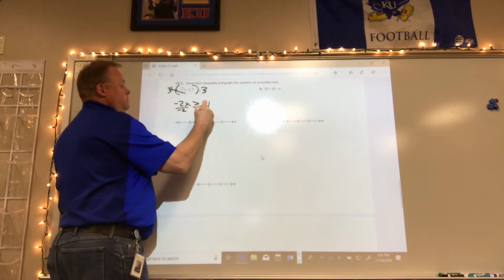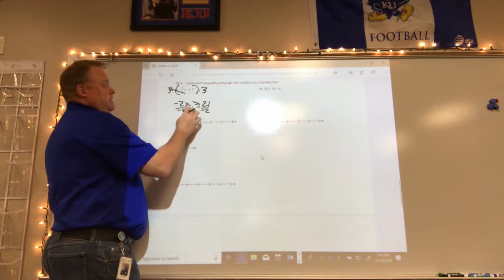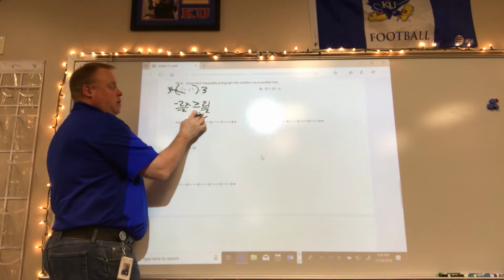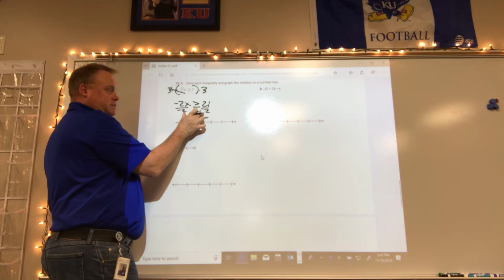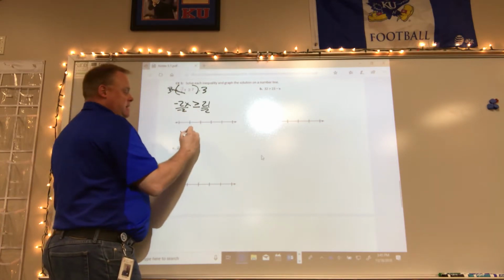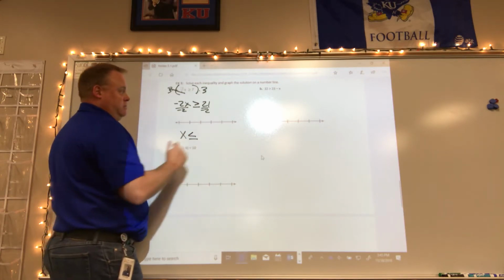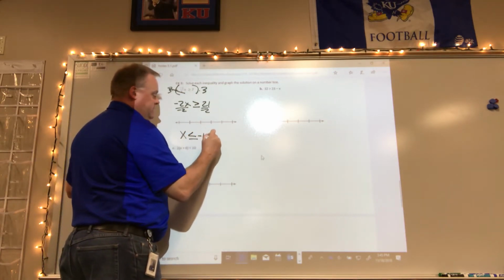Divide by negative 2, divide by negative 2. Since I divided across the inequality, what I do to one side, I must do to the other. Since I am dividing by a negative on both sides, my inequality switches, which means x is less than or equal to, in this case, negative 10.5.